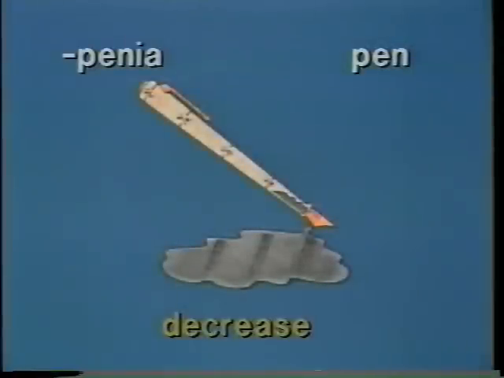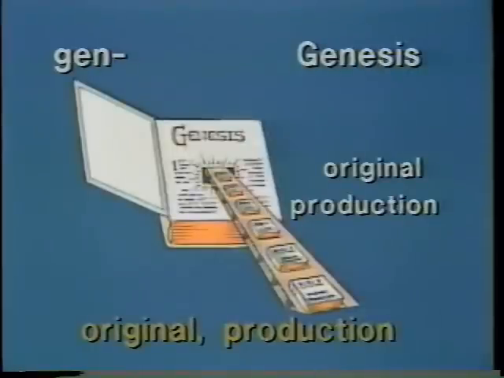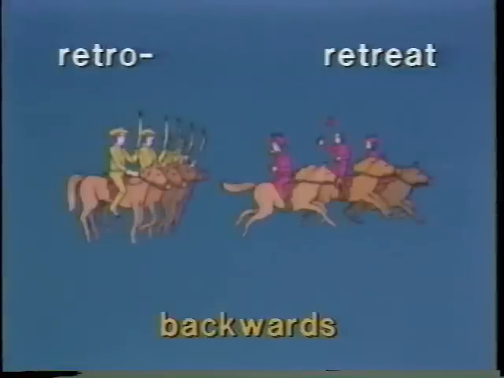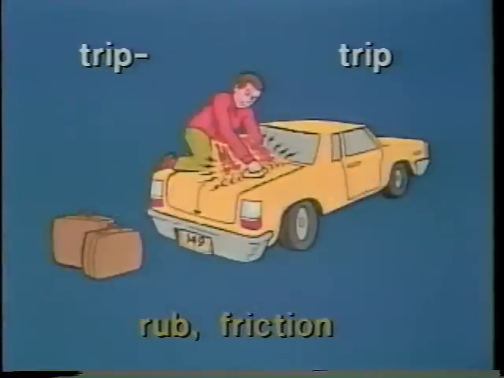Let's review these 5 elements. Piña, pen, decrease. Gen, Genesis, original production. Berceau, purse-sew, sack. Retro, retreat, backwards. Trip, trip, rub, friction.